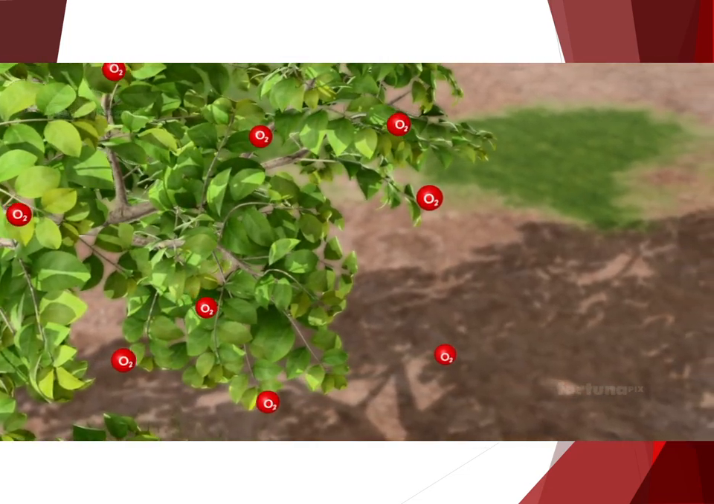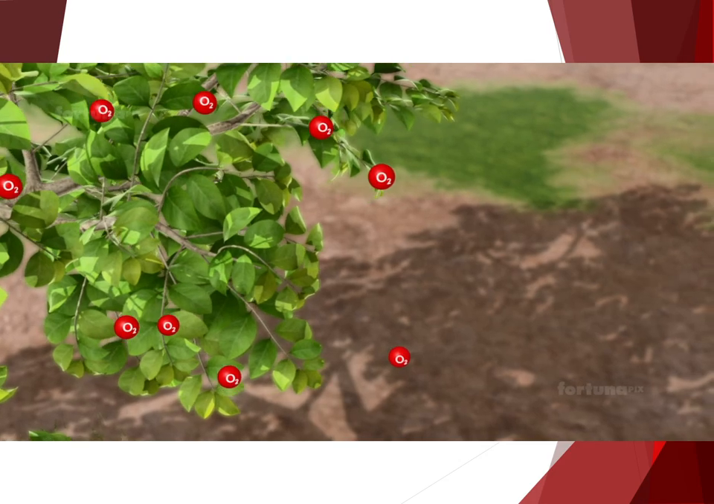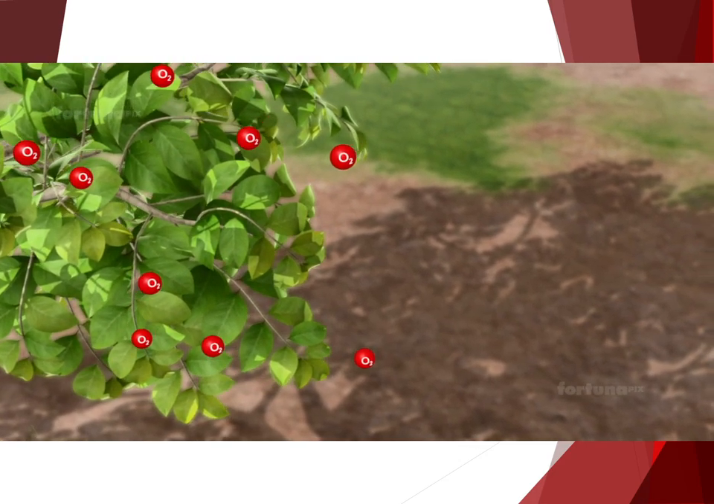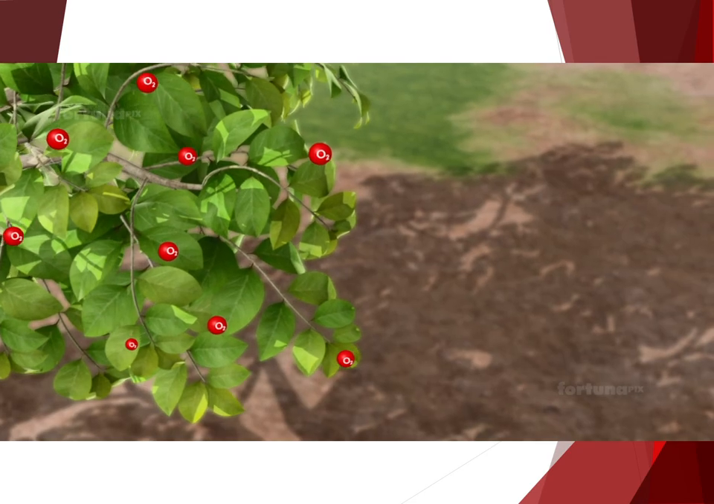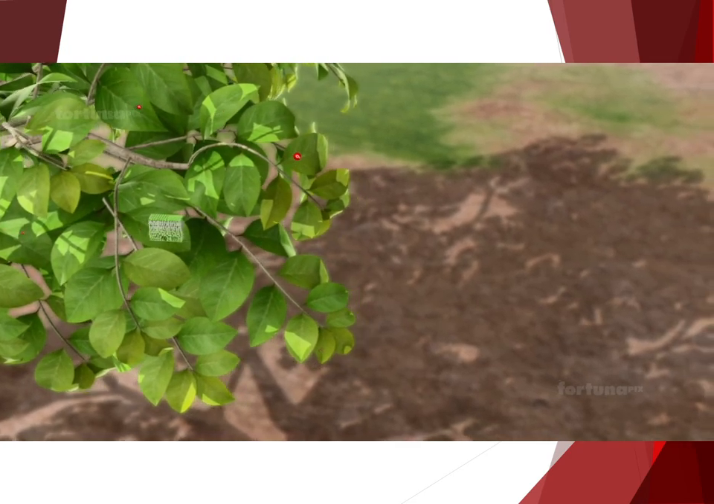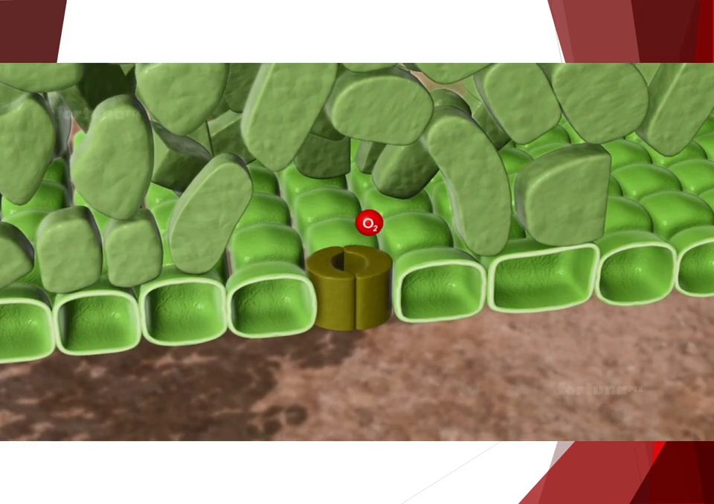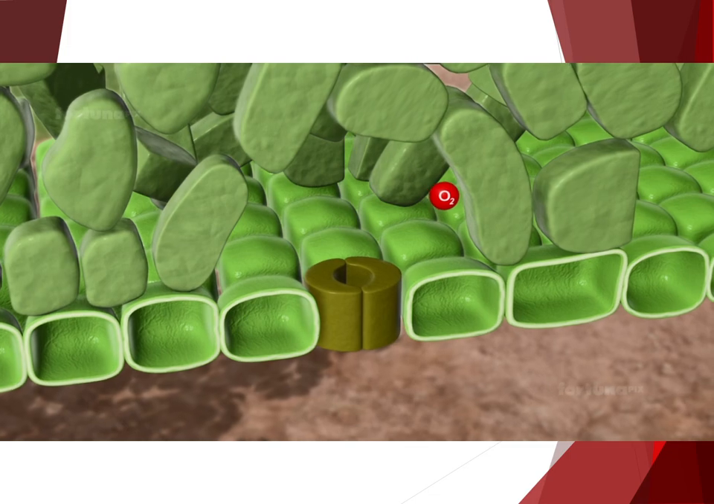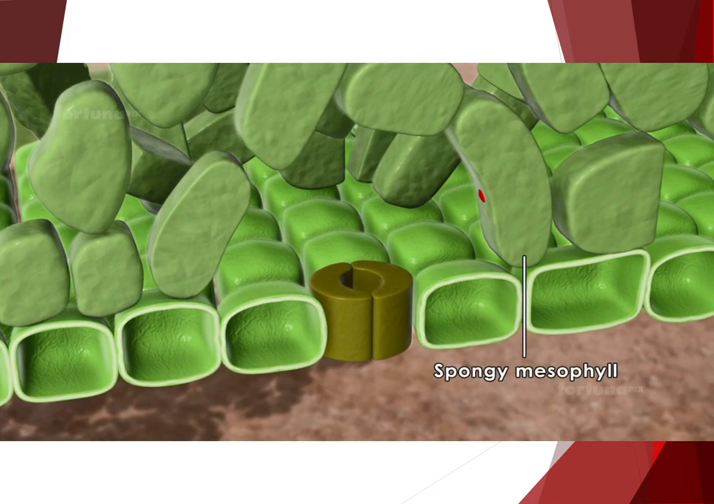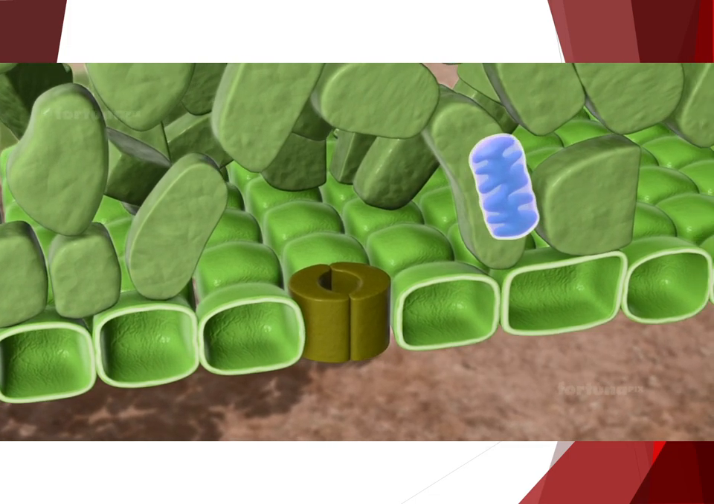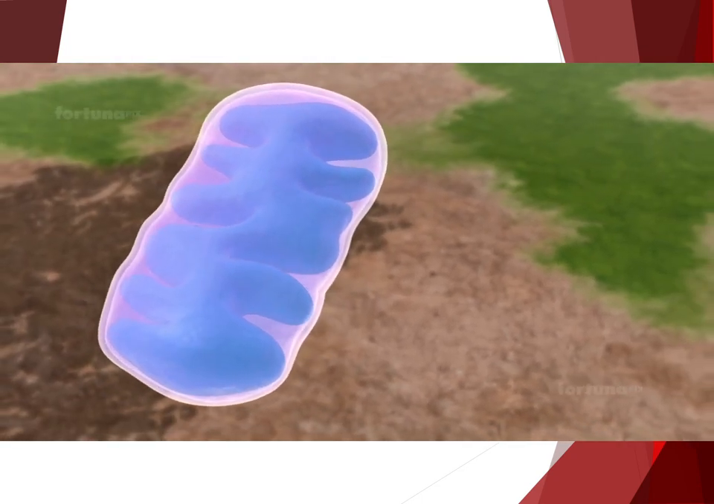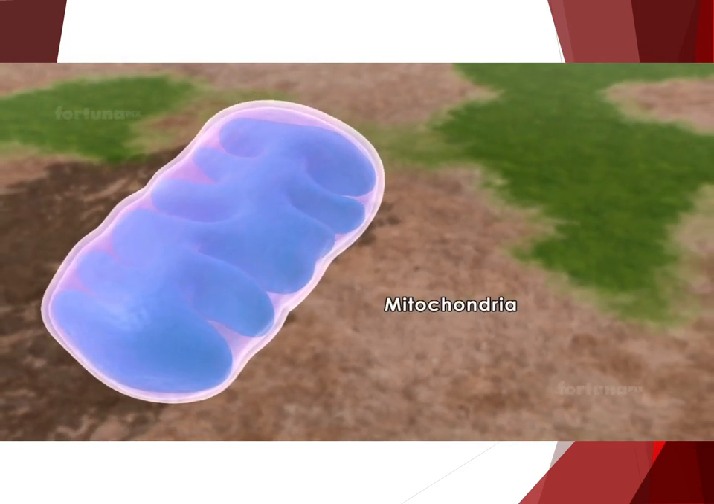Plants, unlike animals, do not have any specialized organs for respiration. Oxygen from the atmosphere is absorbed through the stomata, the tiny pores we have already seen on the leaves, and it will diffuse into the spongy mesophyll tissue. The cells of the mesophyll contain mitochondria, which can be thought of as the powerhouses of the cell.